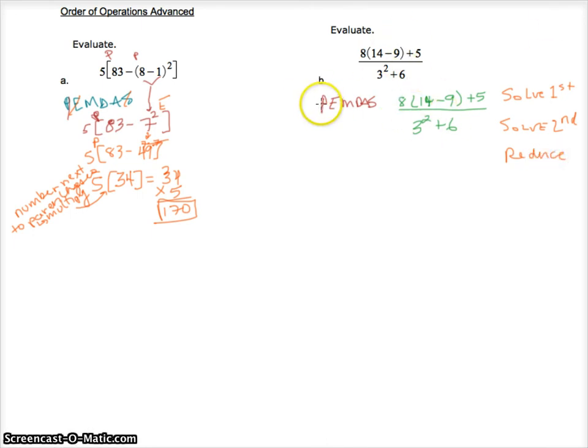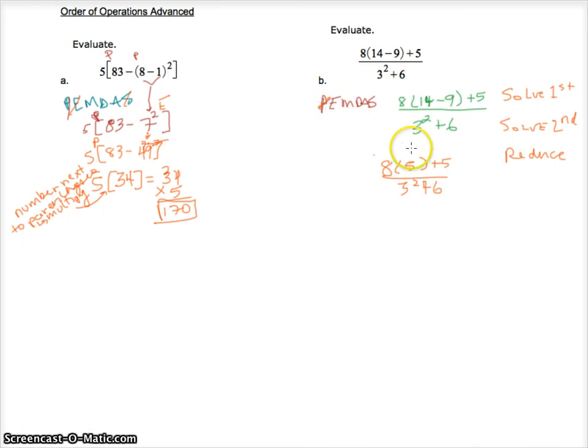So I've got parentheses, which is going to be 14 minus 9. So when I do 14 minus 9, I get 5. So I'm going to have 8, parentheses, 14 minus 9 is 5, plus 5 over 3 squared plus 6. So my parentheses is done.